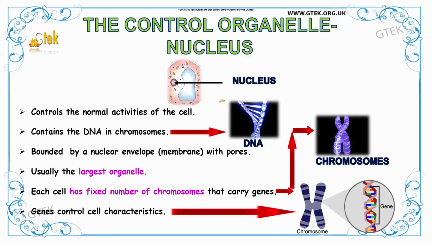Now we are going to see about the control organelle, that is the nucleus. The nucleus controls the normal activities of the cell. You can see the nucleus over here. It contains the DNA in chromosomes and is bounded by a nuclear envelope with pores. It is usually the largest organelle, and each cell has a fixed number of chromosomes that carry genes. A gene controls cell characteristics. Here the DNA, chromosomes and genes are depicted.